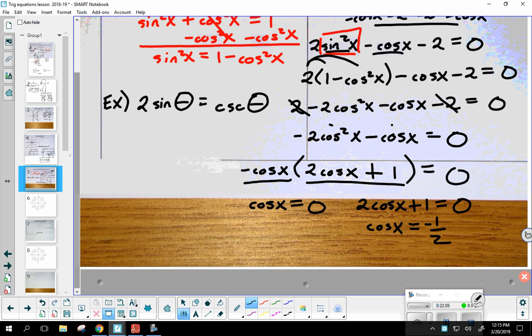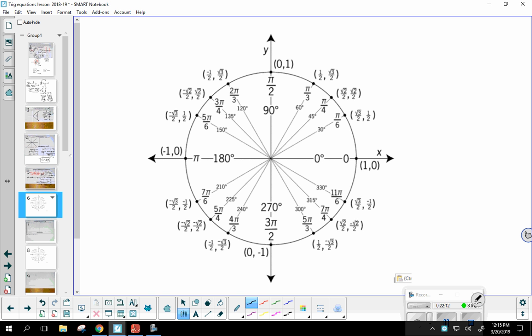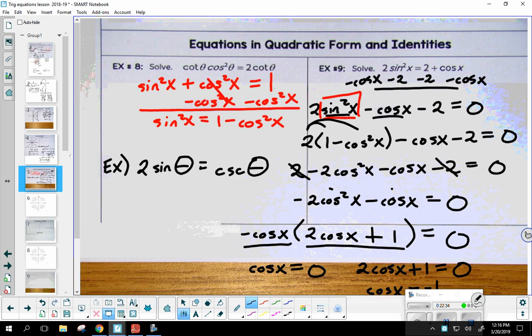So now, how would I solve cosine of x equals 0? What would I do? Okay, so I've got a unit circle right here. Cosine is the x value, so where am I looking? Pi over 2. Here's an x value that's 0. So I've already got 2 answers right there, just like we've been doing. Pi over 2 and 3 pi over 2. So x equals pi over 2, 3 pi over 2.